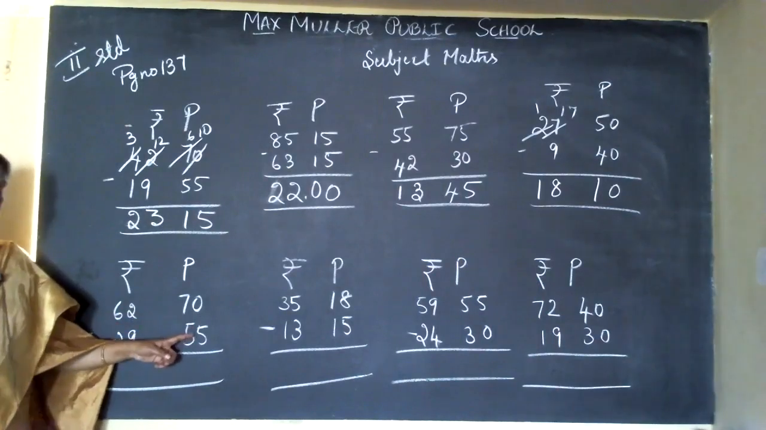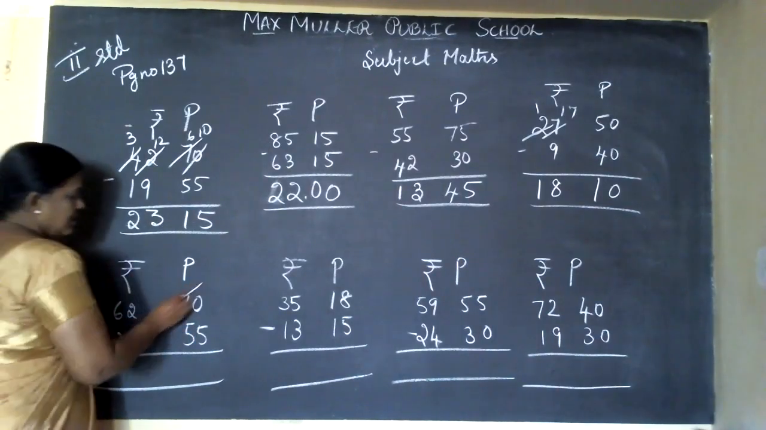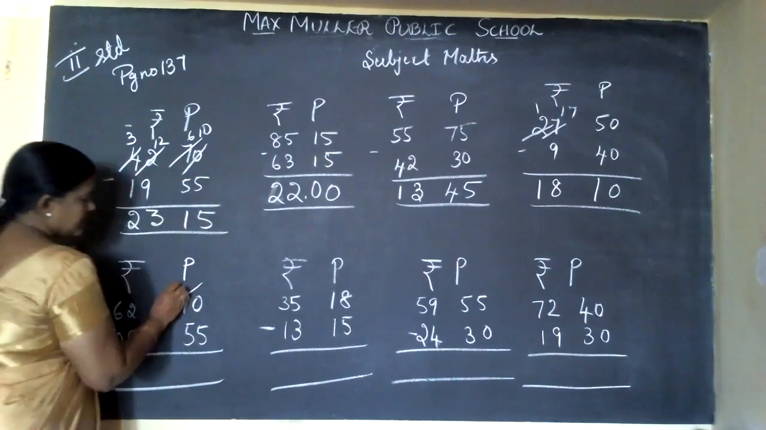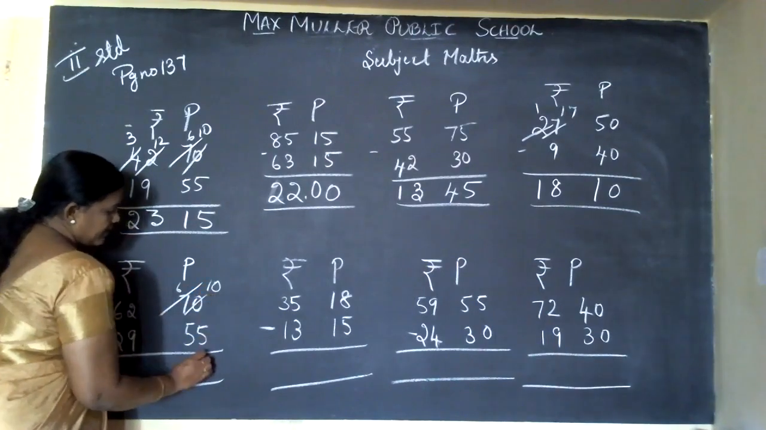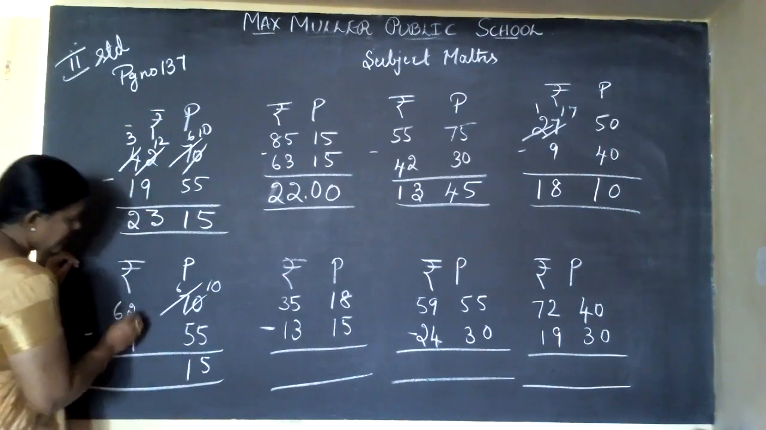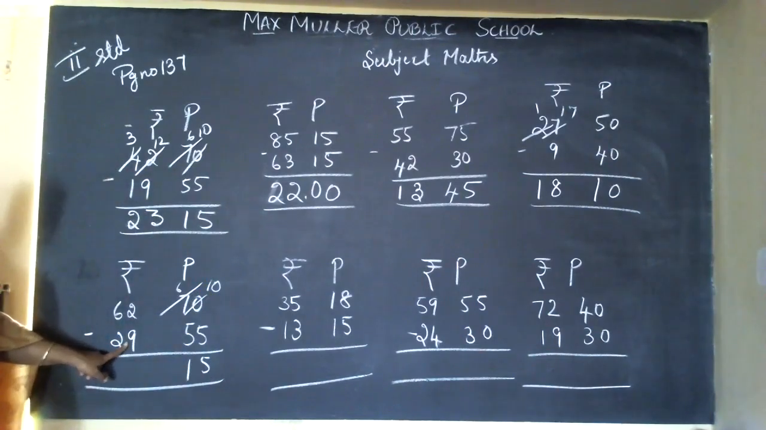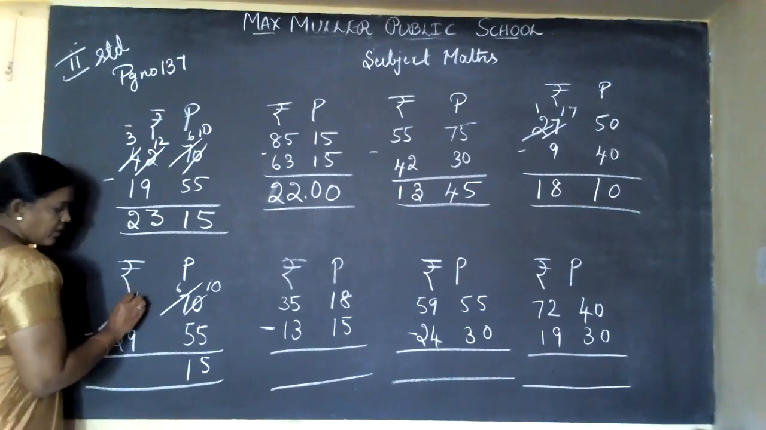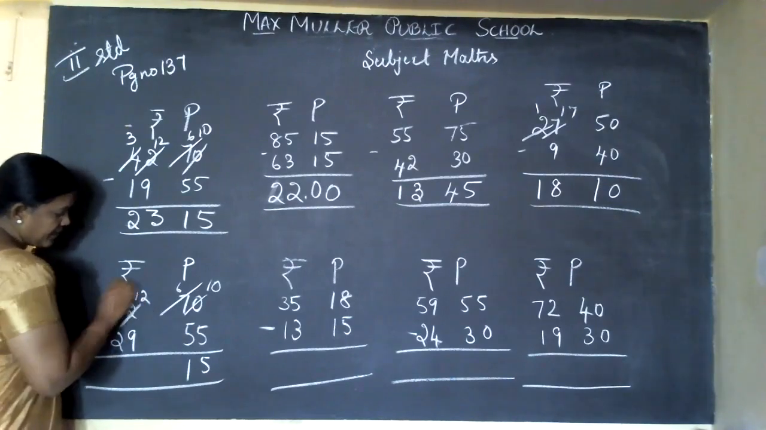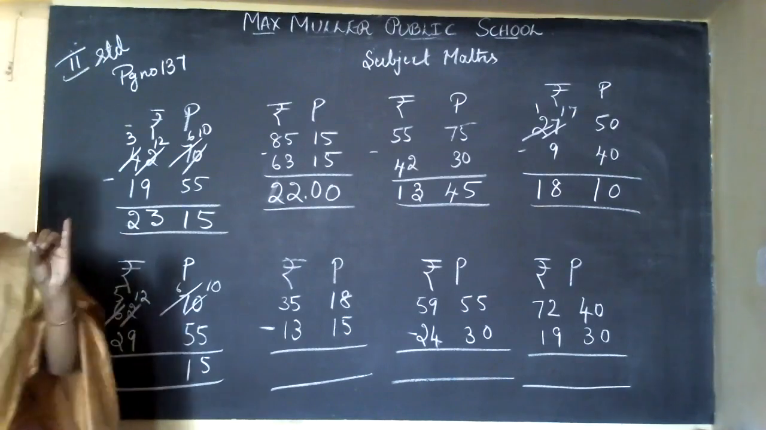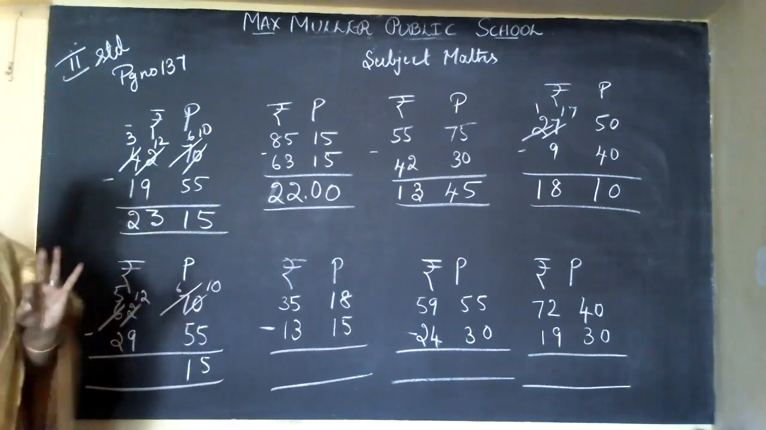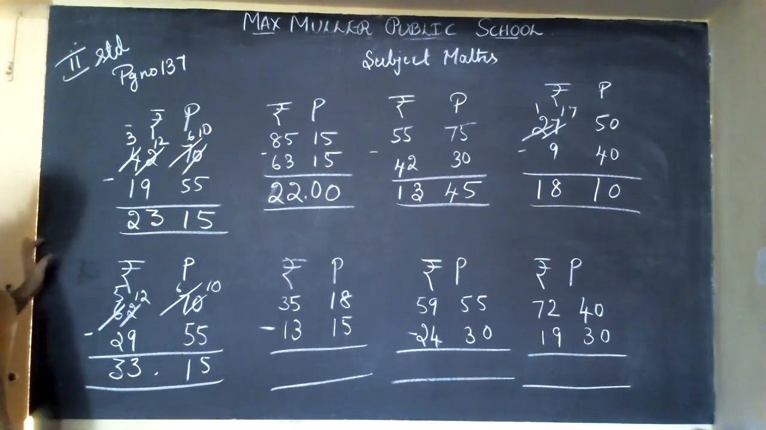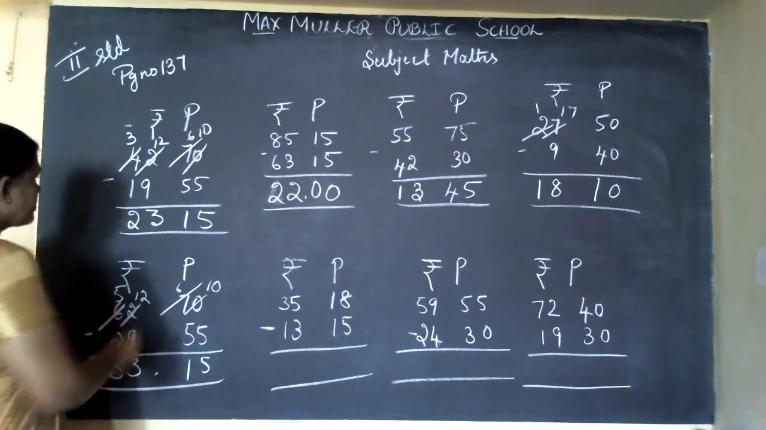Children, we cannot take away 5 from 0, so we will borrow here. 7 becomes 6, 0 becomes 10. 10 minus 5, 5. 6 minus 5, 1. See, again here down big number, up small number. So we cannot take away 9 from 2. So we'll borrow, 2 becomes 12, 6 becomes 5. 12 minus 9, after 9, 10, 11, 12. 3 you want to write? 5 minus 2, 3. See, wherever you're writing now, you want to write dot or put dot.